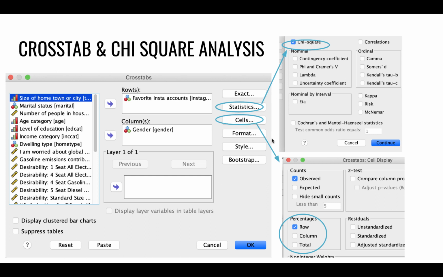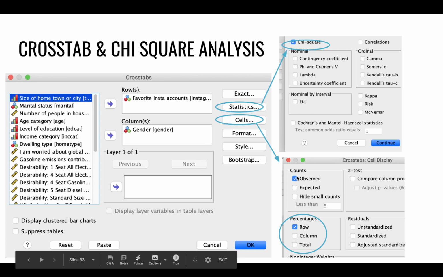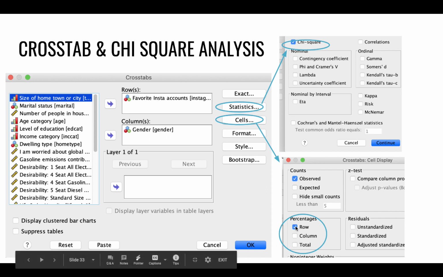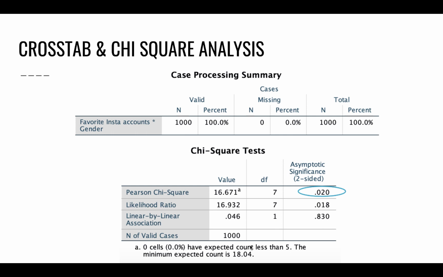Next, you click Cells, and under Cells, this is already checked by default. You can keep that on. You want to check either row percentages or column percentages. You could do both, but then your table is going to get a little bit bulky. It's going to be too much. So just click one of them. I would recommend in this case row percentages. And then you hit OK. And this is the output you get.